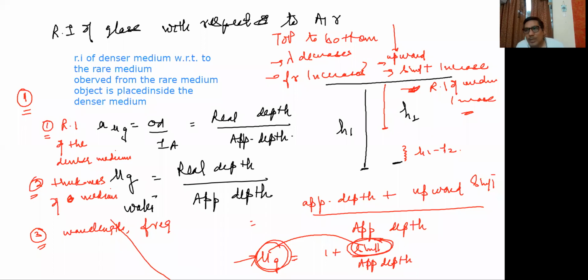So the next point: there are various devices which use this concept of refraction of light from denser to rarer medium, and they are optical fibers.